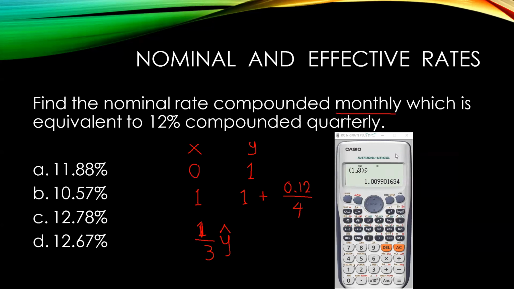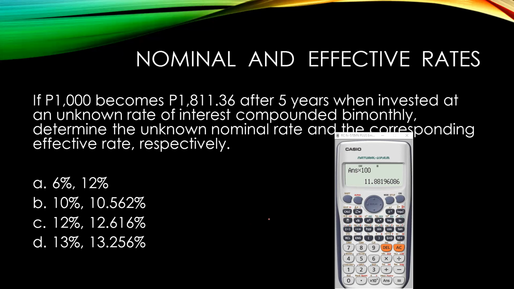So, times pa natin ito ng m. So, minus 1 muna tayo. Then, times natin ito by 12 since monthly yung hinahanap niya. Okay? So, the correct answer is 11.88. Okay? So, ganun lang siya kadali. Okay. Let's try another problem.